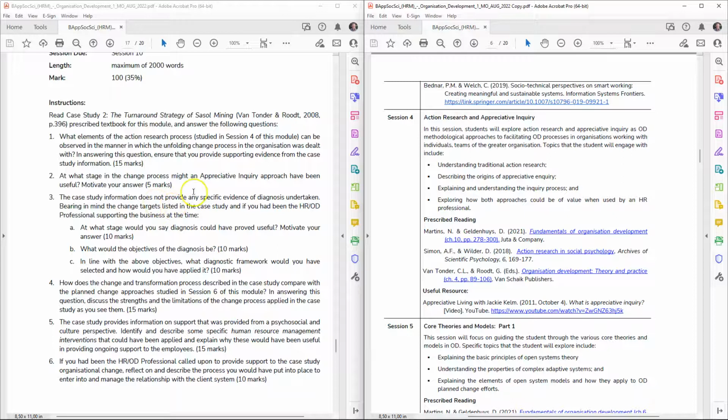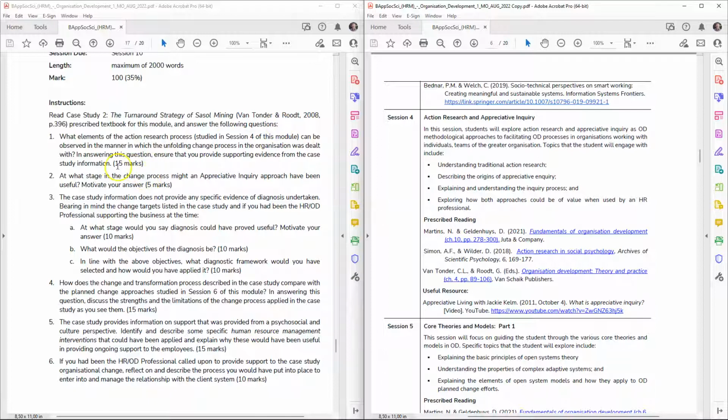And then the second element of session 4 that comes into play in this assessment is the appreciative inquiry approach. So the question is for 5 marks, and let me quickly pause on the word breakdown, the maximum of 2,000 words, as I mentioned, under and over 10%. So 2,200 words would more than likely be a relatively good piece of work.